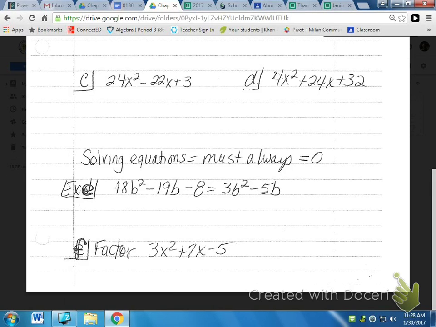24x squared minus 22x plus 3. Do you see where there could be a potential problem here? Yes, I do too. A potential problem with 24x squared. So I'm going to go ahead and set my two sets of parentheses up. And I've got to come up with this list. 1 and 24, 2 and 12, 3 and 8, 4 and 6.